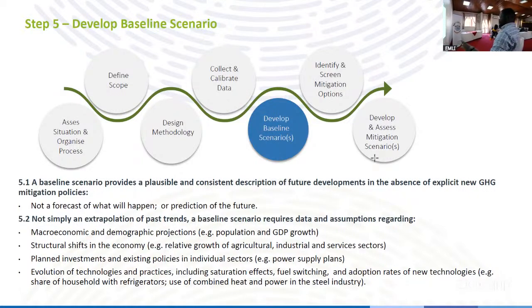Now, I should stress that when you're doing the baseline scenario, you don't just extrapolate the emissions. That is not how you're supposed to do it. You're supposed to take into consideration issues to do with the demographics, population growth. You're supposed to take in issues to do with the macroeconomic issues, the GDP growth, and what it is likely to be over the years. Those will be able to determine the baseline scenario.